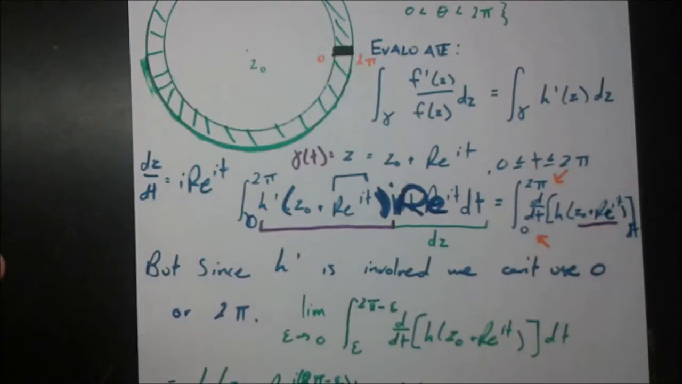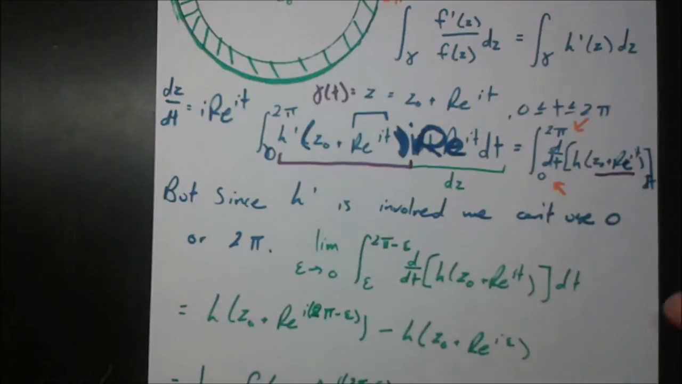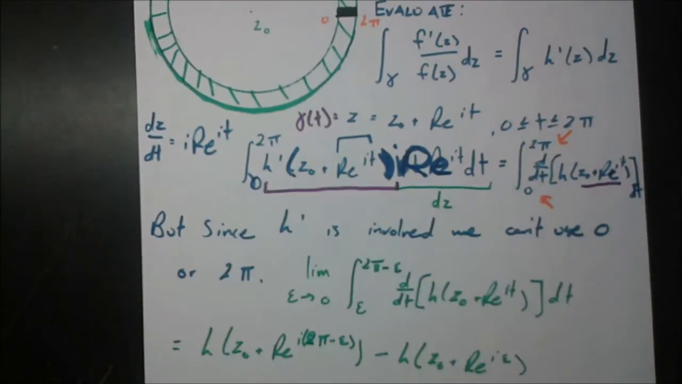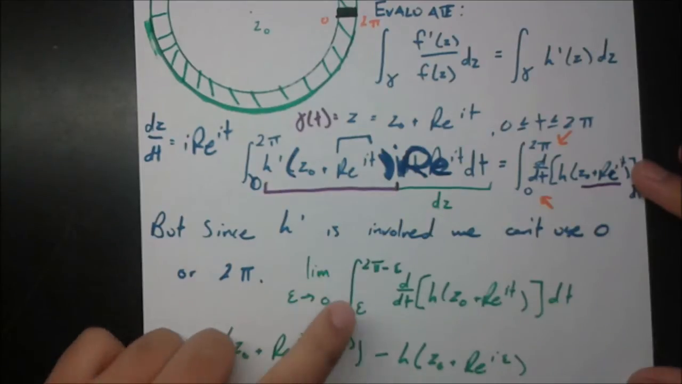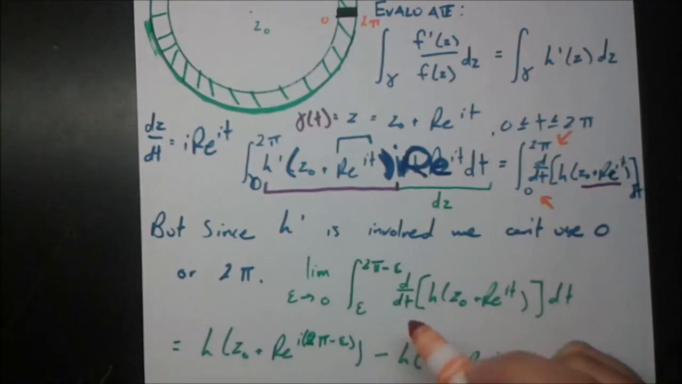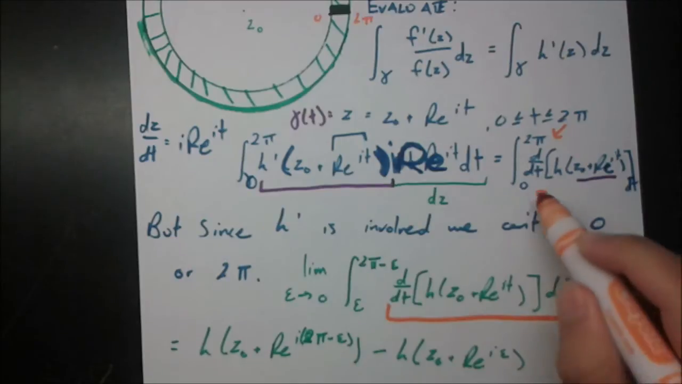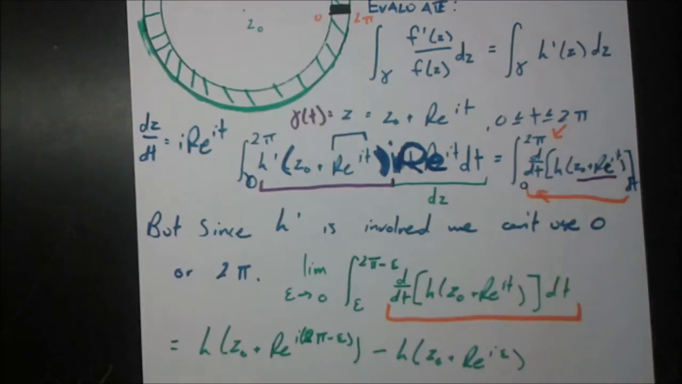So we need to do a little bit of trickery. Instead of taking the integral from 0 to 2 pi, we need to take a limit. We need to take the limit as epsilon approaches 0 of the integral from epsilon to 2 pi minus epsilon, and this quantity here is the same exact quantity that we had in the previous integral, okay?